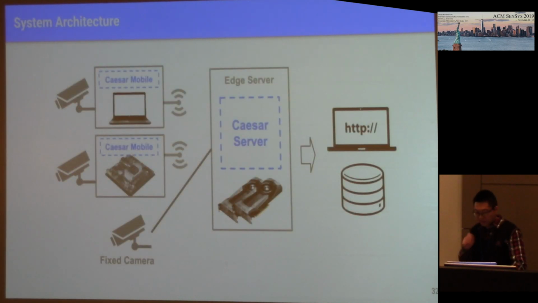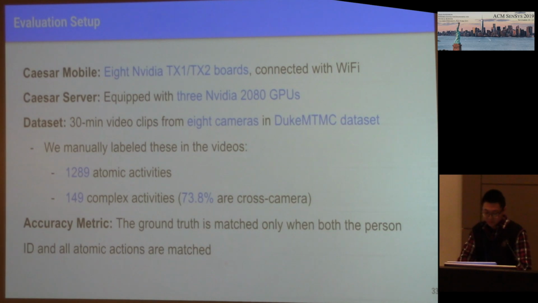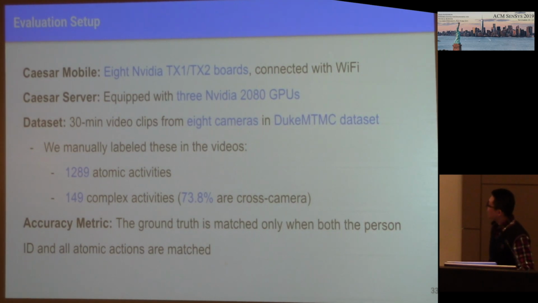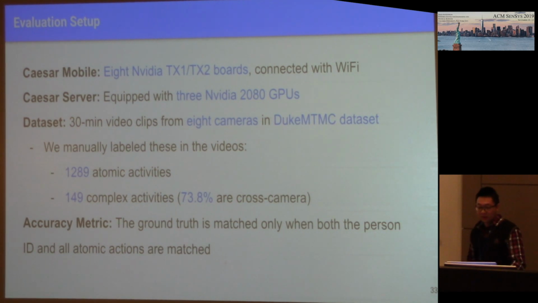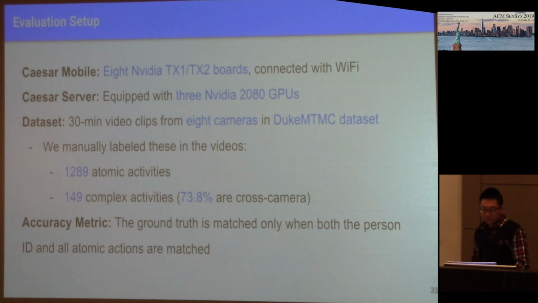This is how Caesar looks like. We have a server that controls a bunch of mobile nodes. The mobile could run on a laptop or like mobile GPU, like NVIDIA TX2. In evaluation, we run the Caesar mobile on 8 NVIDIA GPU boards. They are connected with Wi-Fi. Caesar server runs 3 NVIDIA GPUs.